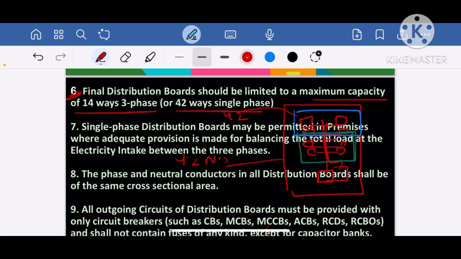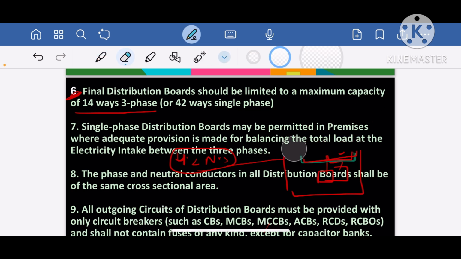So what is the point number 6? It is saying the limit for the outgoing breaker, single phase outgoing breaker, maximum we can keep 42 nos with each section. Hope you are clear now. Now let us move to the other point.